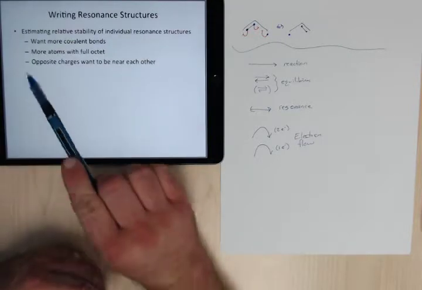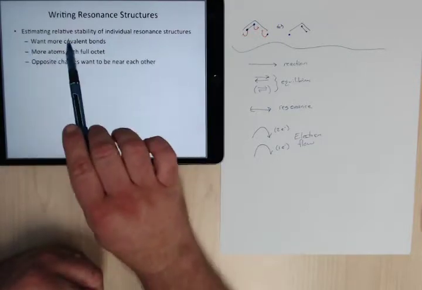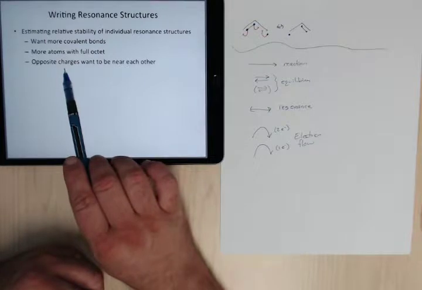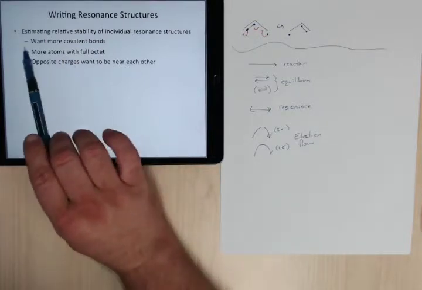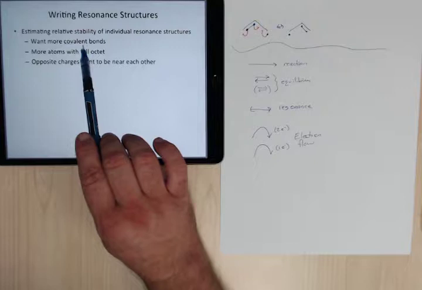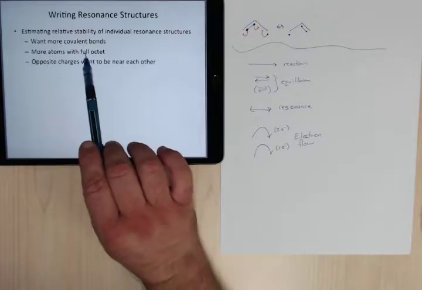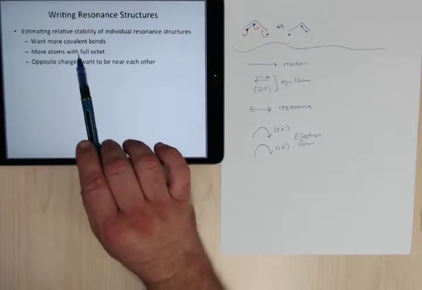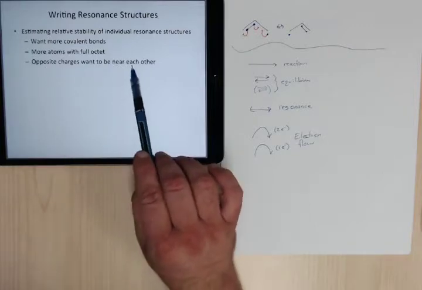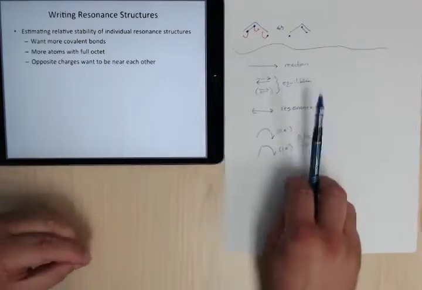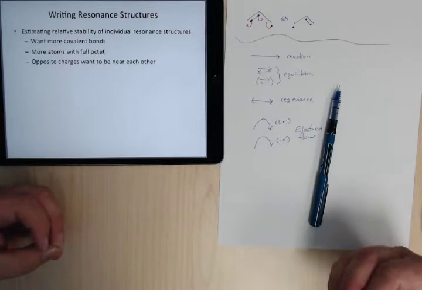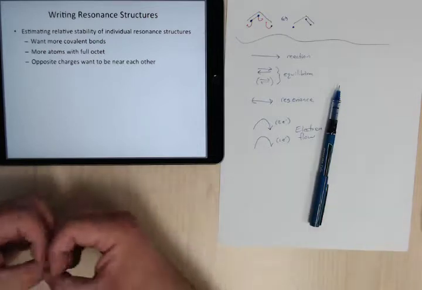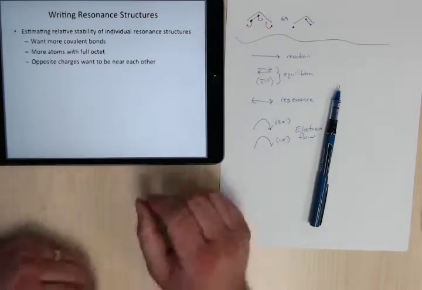Okay, so when you estimate the stability, the more of these that you can satisfy, the more stable it is. So we want to have more covalent bonds. The more covalent bonds, the better. The more atoms with a full octet, even better. Okay, and you want opposite charges to be near each other. Right? So if you have a north and south magnet, and you try to pull them apart, it takes energy to do that. Right? It takes oomph, depending on the magnets.